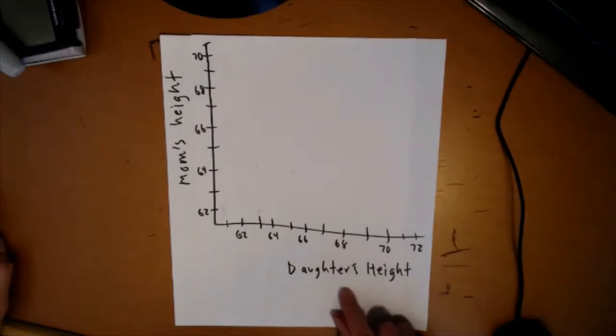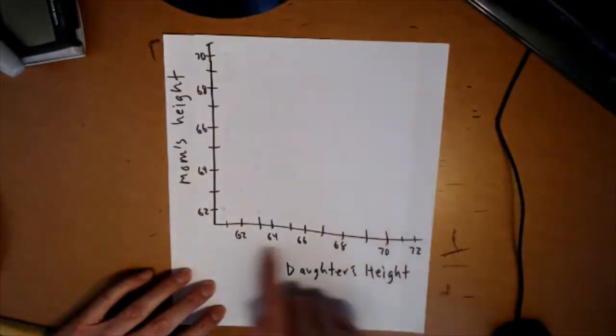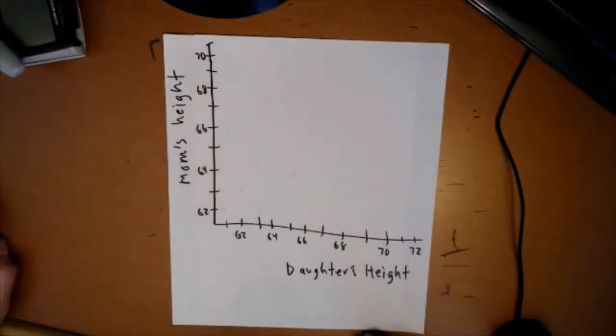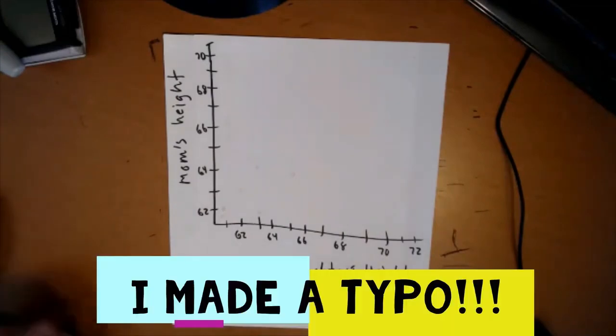Okay, so I made a little graph, daughter's height, mother's height. So we have the x variable as mom's height.